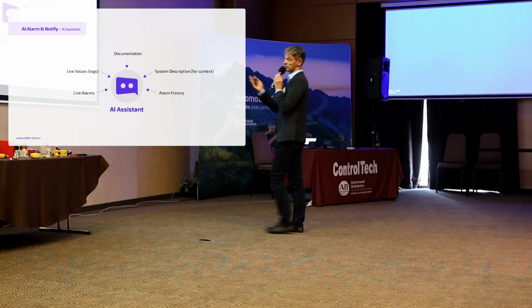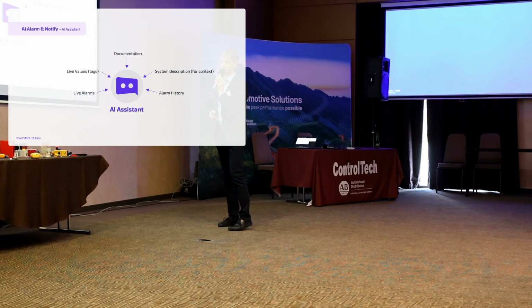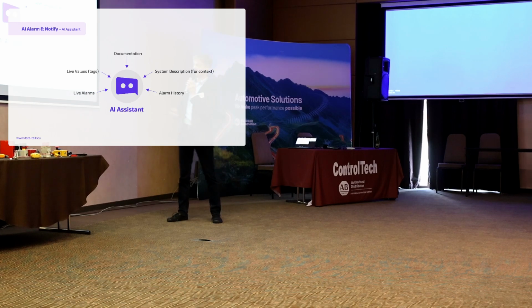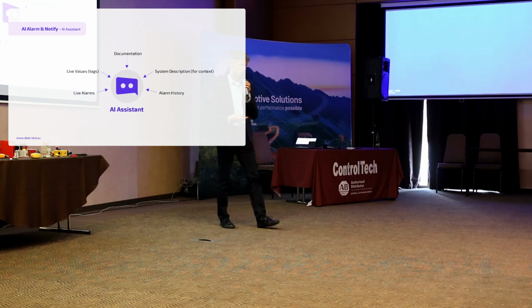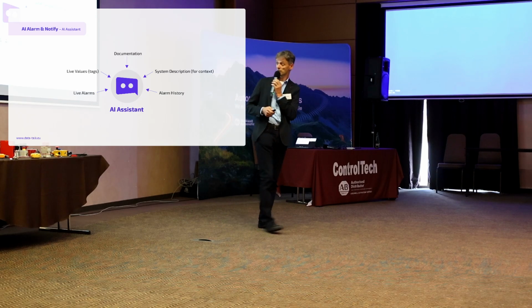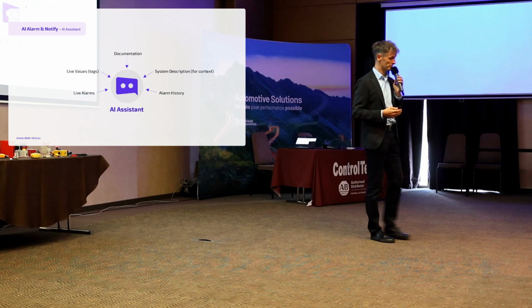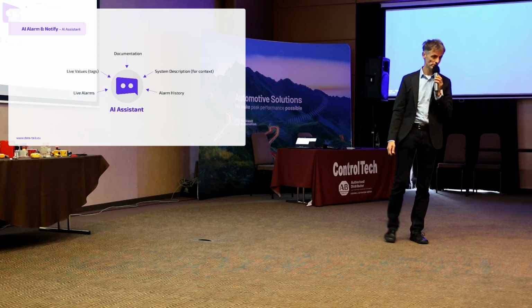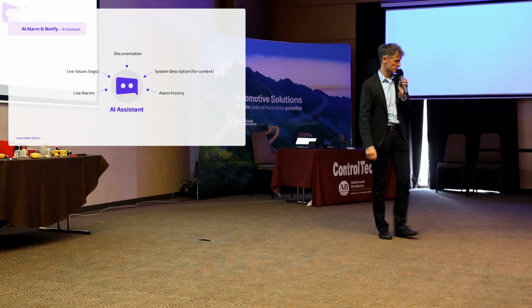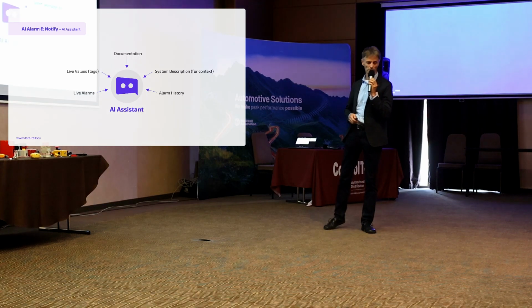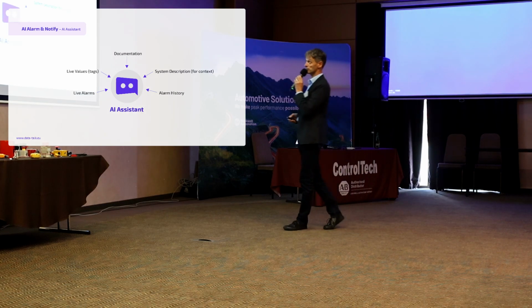The AI assistants in the product AI Alarm Notify have access to live alarms and alarm history. So whatever is happening in the system, the AI assistant knows about it. It also has access to live tags, to live data, so it knows what the temperatures are, what the pressures are, how your operational system is working.